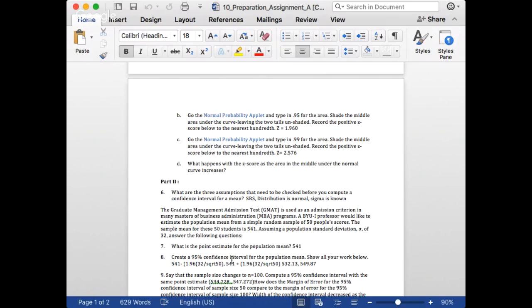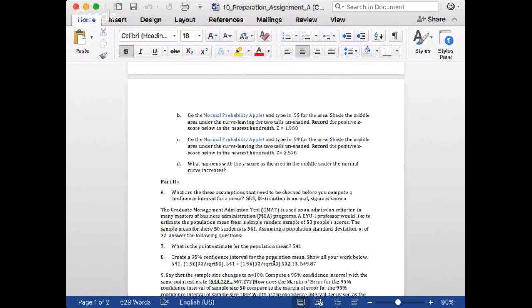This one is 541. So the point estimate is essentially the sample mean. Yeah, this one's kind of confusing because it's a little overcomplicated. Basically, all it's asking for is that the point estimate is the same as the sample mean, but the way they ask it is confusing. Yeah. Yep.